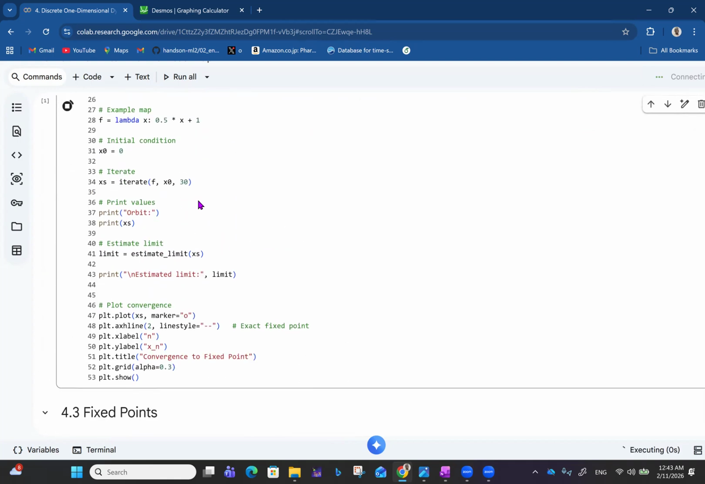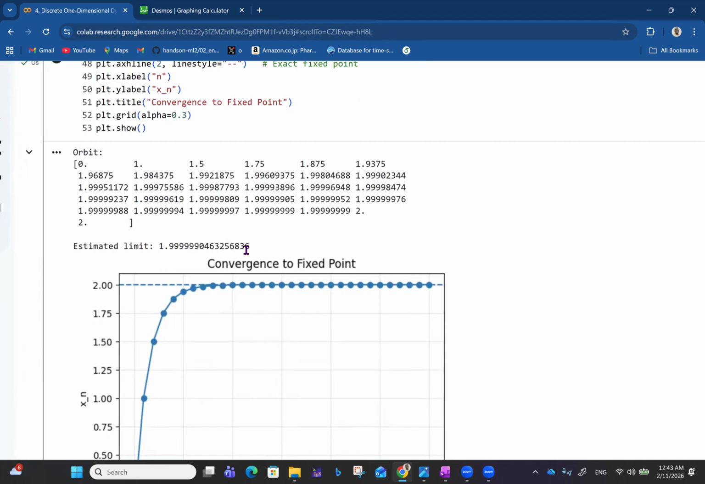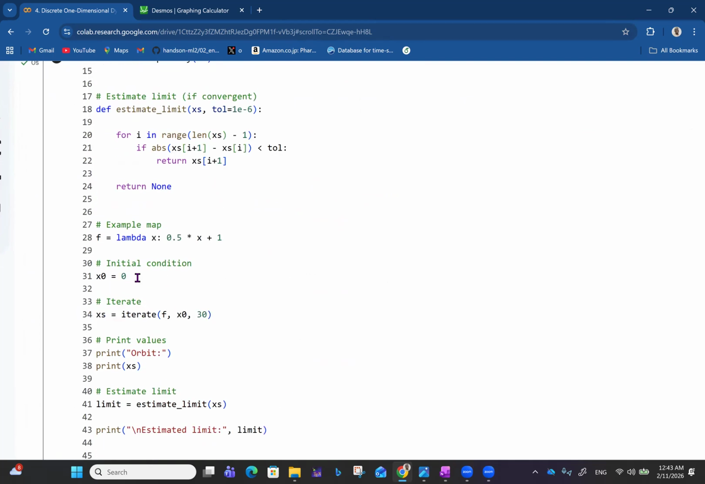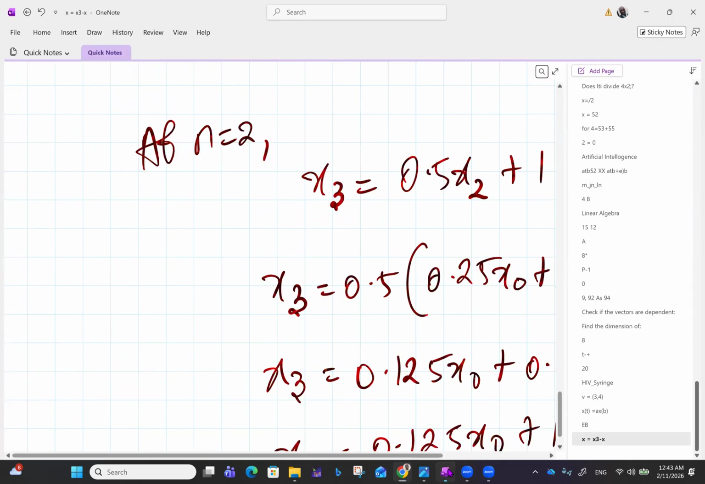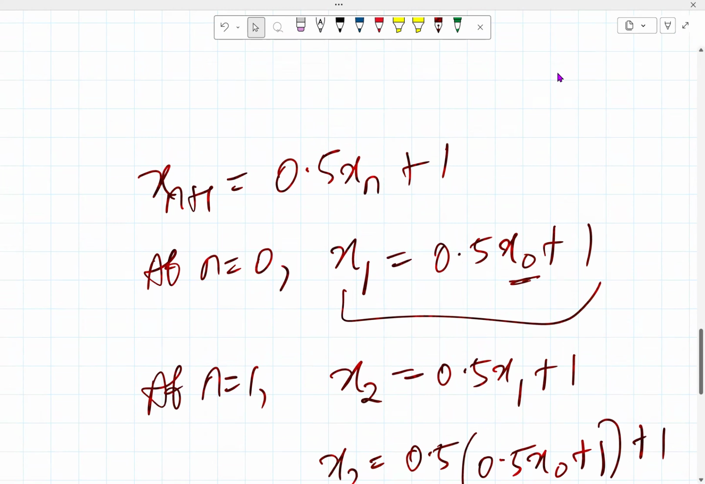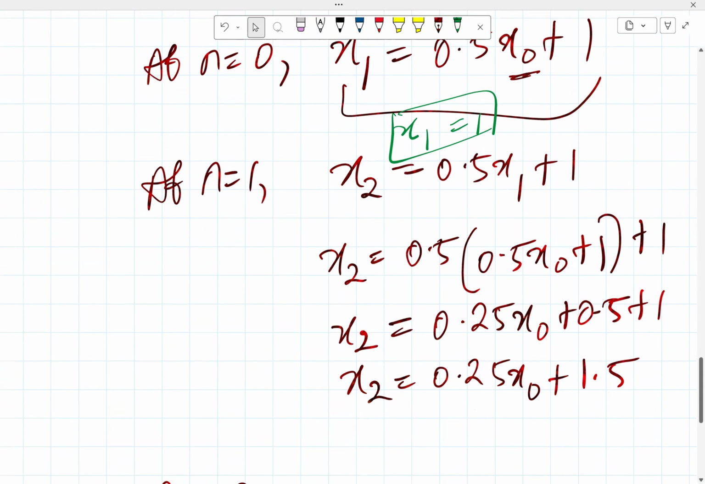It's coming up. So if you keep going, see what happens. In that case, we take an x naught. Let x naught be 0, for instance. It means x1 will just be 1, easy. So x2 will just be 1.5, okay?